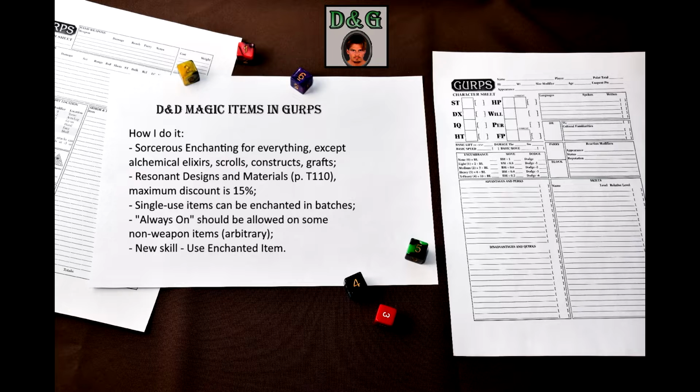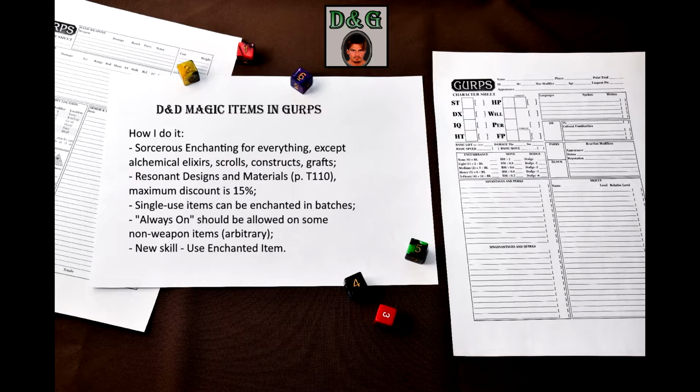Single-use items are allowed to be enchanted in batches, like Sorcerer's Elixirs. For example, this is relevant for projectiles, as otherwise magical arrows would have a ridiculous price. Each additional projectile in a batch will add a half of its multiplier. Always on should be allowed on some non-weapon items such as bags of holding, eternal torches, etc. Consult with the GM if you are not sure. This is an arbitrary thing that is resolved on the case-by-case basis.